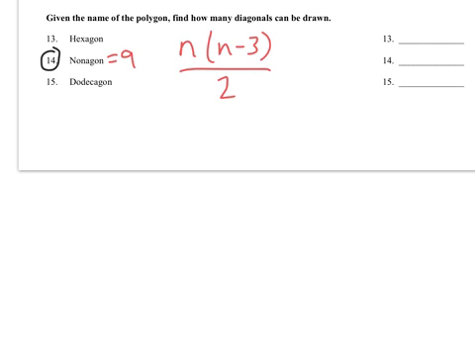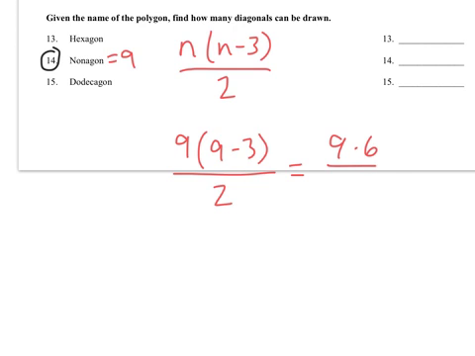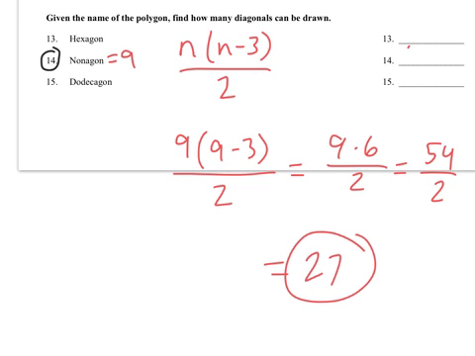So we have to just plug in 9 into those two n's. So that's 9 times 9 minus 3 divided by 2. Well, 9 minus 3 is 6, so the top becomes 9 times 6. We've got to divide by 2. 9 times 6 is 54. And then 54 divided by 2 is 27. So in a nonagon, 27 diagonals can be drawn.